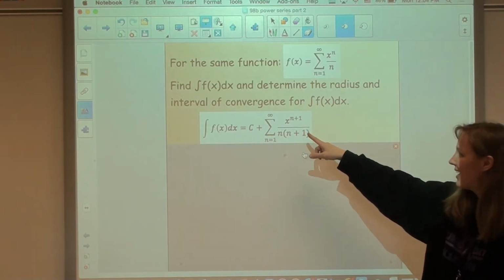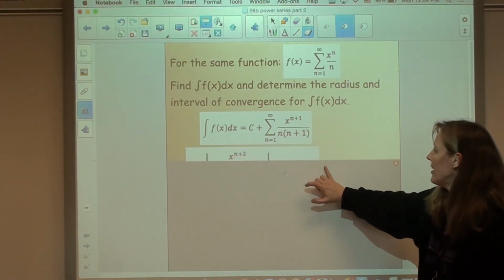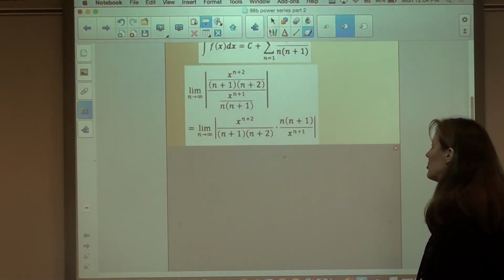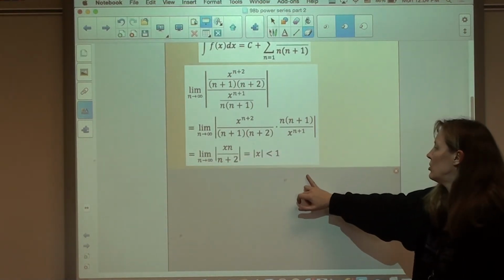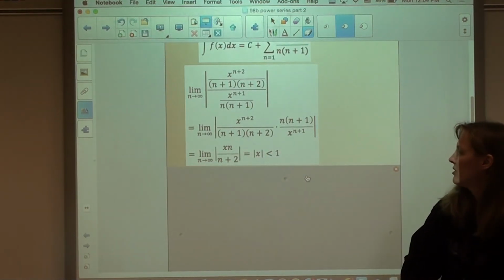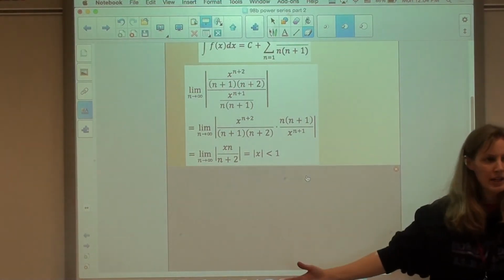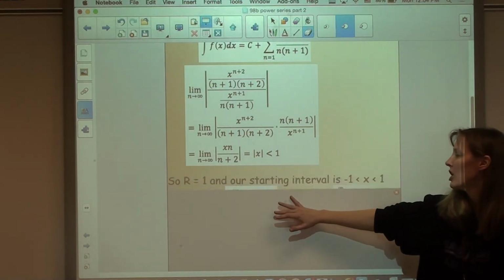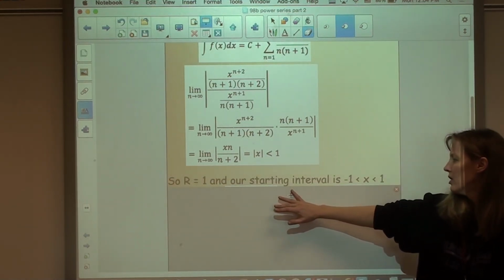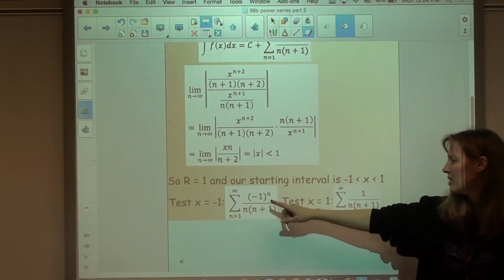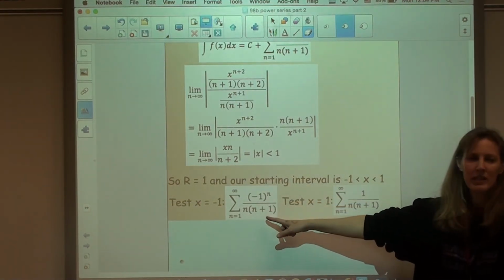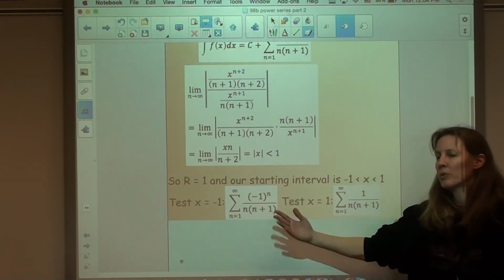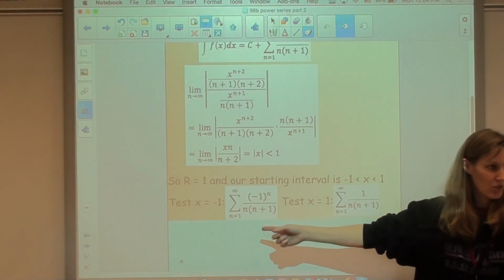Oh, okay, alright, good. I saw a lot of really good ratio tests. When it all comes down to it, you're just left with absolute x less than 1. So your radius is again 1. Your interval starts with -1 to 1. So when you do the first test and you plug in -1, you could use what test? Alternating series: the limit without the -1 approaches 0, so the -1 works, it converges.